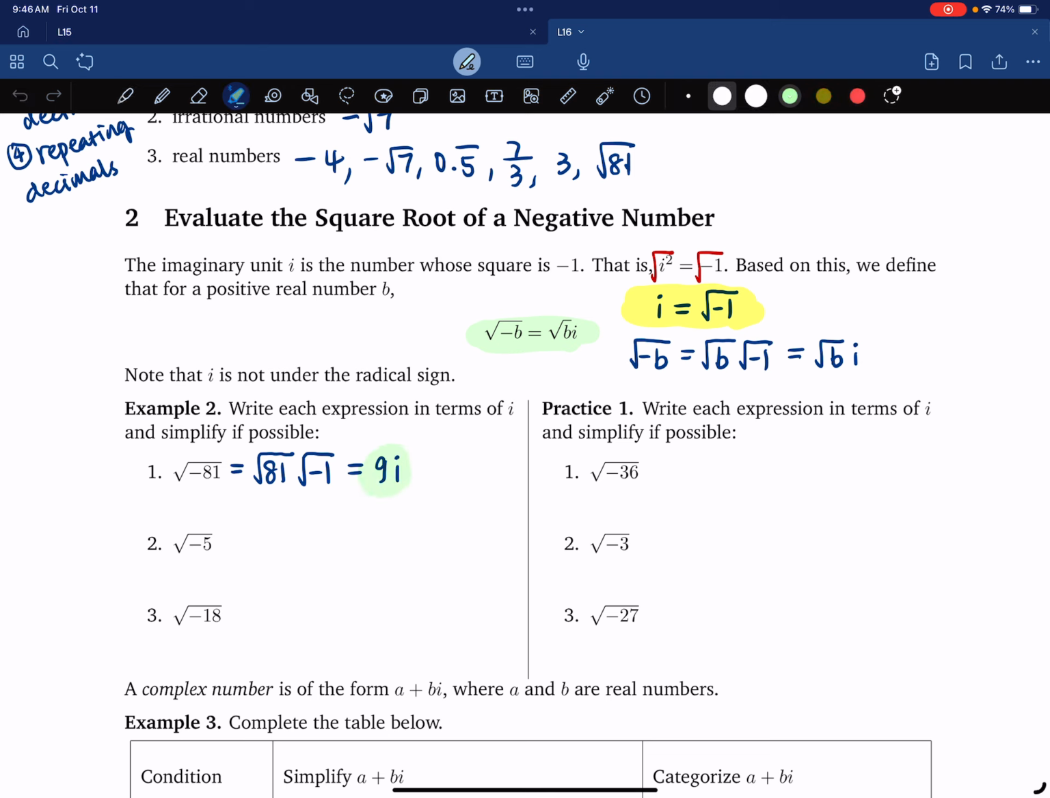Oh, let's change the color back to yellow. So the answer is simply 9i. I'd like you to practice negative square root of negative 36 on the right-hand side. And then when you finish, you could restart the video. Okay, so for this one, you're going to split as 36 and negative 1. Hopefully you did that. And this will lead to 6i.